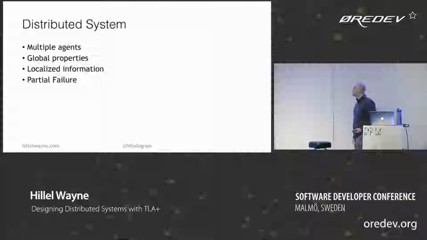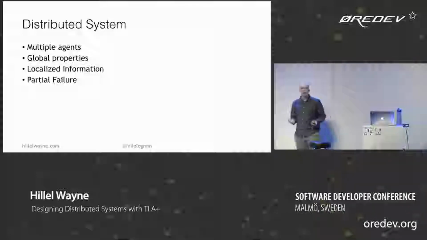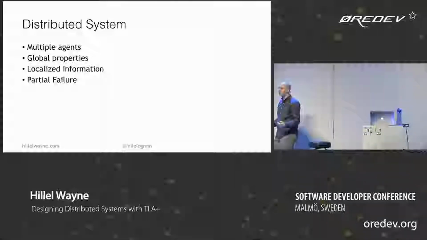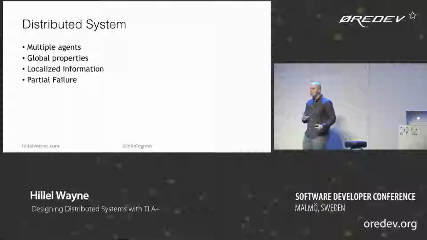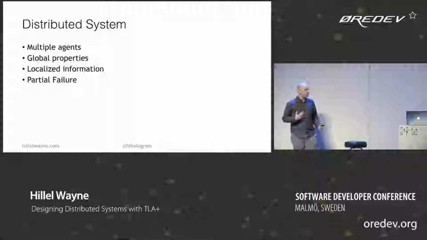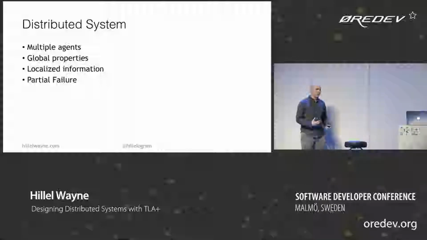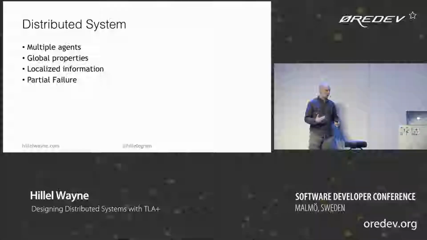A distributed system is one that has multiple agents, independent actors who are not synchronized. They have global properties, that is something that all of them independently contribute to that we want. For example, with a database, multiple nodes can have the global property of consistent data. We also have localized information. That means there's something about these agents that we cannot extract without effort.